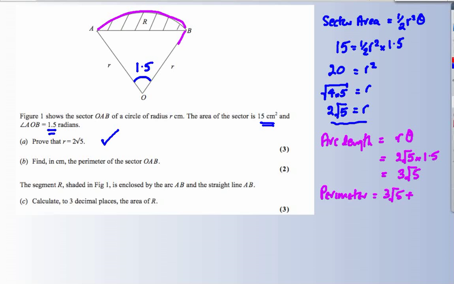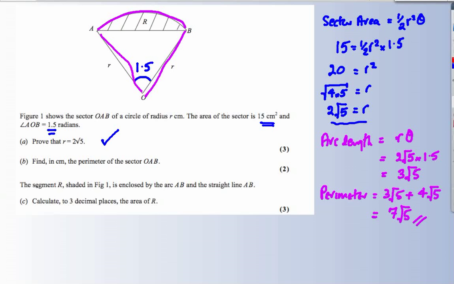that's to say 2 lots of r, this bit, and 2 lots of r, which is 4 lots of root 5, and so we have a perimeter of 7 lots of root 5. That's our perimeter, using our arc length and sector area formulas, no problem there.